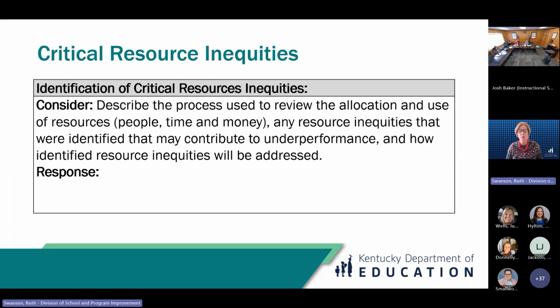So the next additional requirement asks you to look at how resources are currently allocated and used. And is there something in that process that might be creating barriers for students in your targeted subgroup? So the question asks you to describe a process that you use to review this. So you want to talk about what data you looked at, who was at the table when you were doing this review. And then you want to identify any inequities that you uncovered, and more importantly, how you're going to address those.